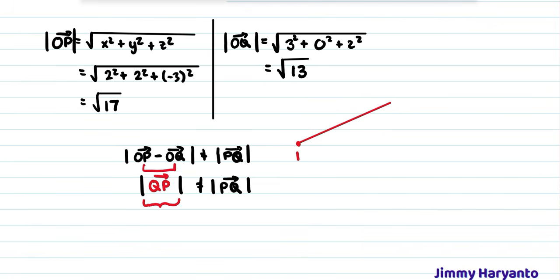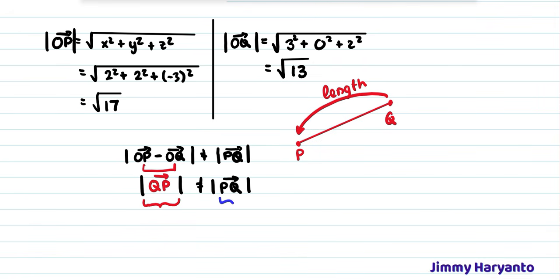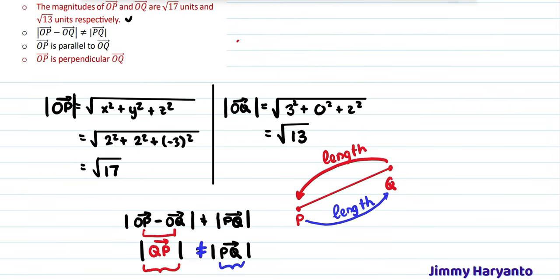So let's say this one is P, this one is Q. The red one represents the length of QP, while this one represents the length of PQ. So as you can see, the length is the same, and the option says not the same. That means the statement is wrong.